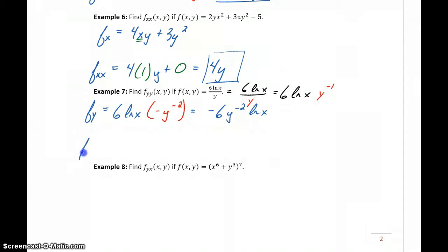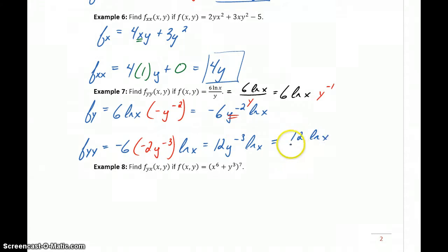So then what we want for our second derivative is to take the derivative of this result with respect to y. So again, we'll look for which portion of that has that y variable. So this will become negative 6 times the derivative of y to the negative second, which will become negative 2 y to the negative third, times the natural log of x, which will give us 12y to the negative third times the natural log of x, or 12 times the natural log of x, and then rewriting this with a positive exponent, we can move that down to the denominator to write that as over y cubed.